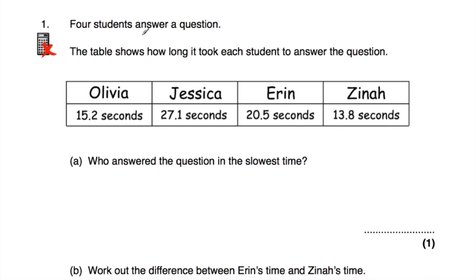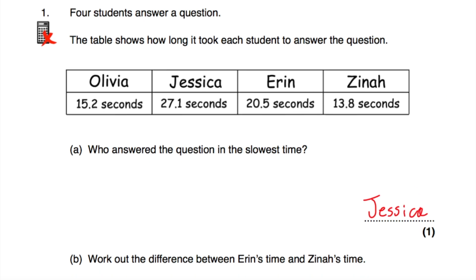Okay, question number one. Question number one says 4 students answer a question, and the table shows how long it took each student to answer the question. So we've got Olivia took 15.2 seconds, Jessica took 27.1 seconds, Erin took 20.5 seconds, and Zena took 13.8 seconds. Part A says who answered the question in the slowest time. So looking for the slowest time, who took the longest to answer the question. As you can see here, Jessica took the longest. She took 27.1 seconds. So Jessica answered the question in the slowest time.